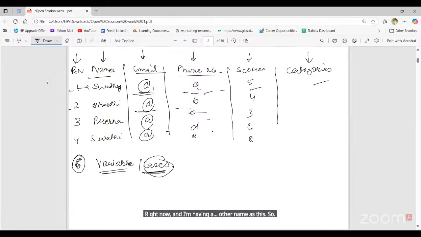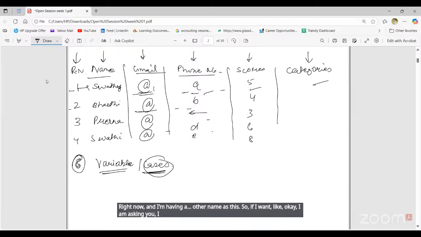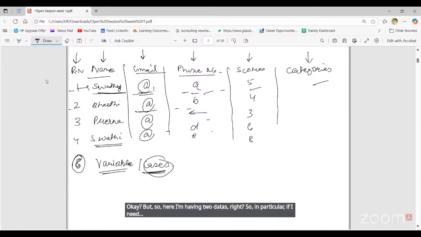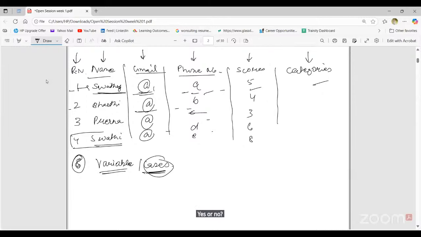If I ask you for the details of Swati, I have two data rows: one with roll number 1, and the second with roll number 4. So if I need particular data, I will say that for roll number 4, I need the data, and I will look for that row. Cases are that thing which is unique.